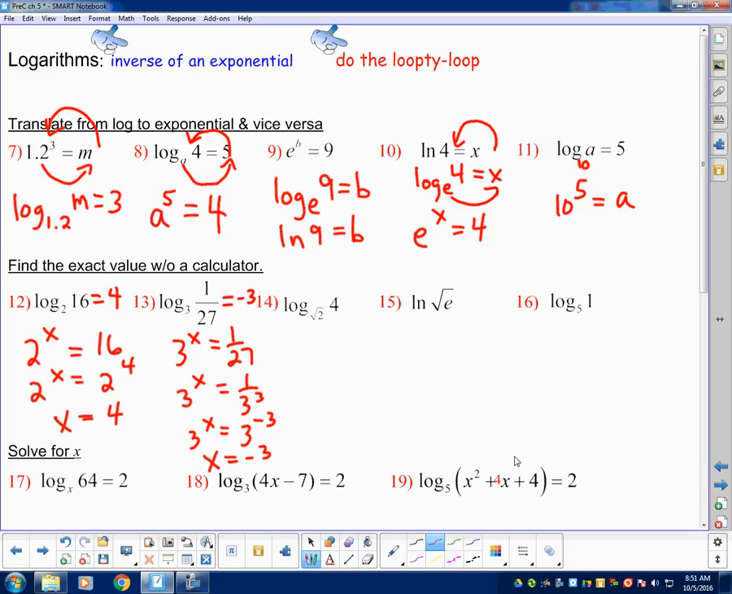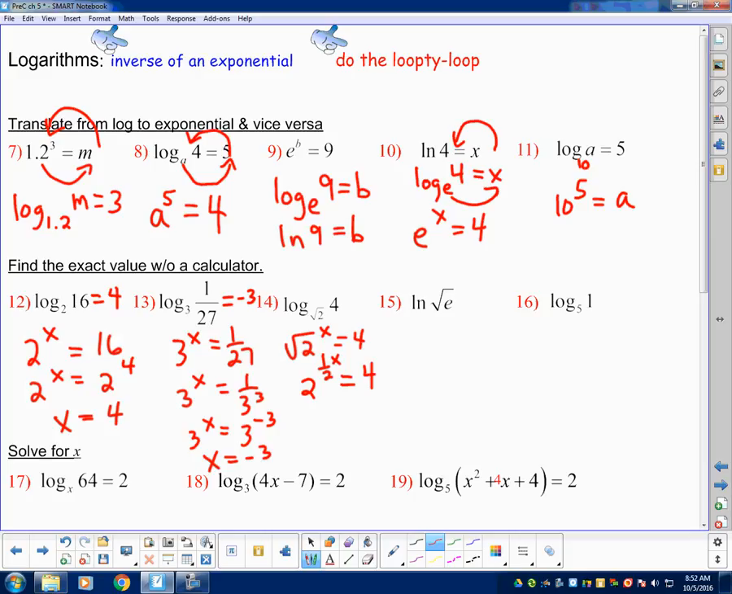Right here, we would have square root of 2 to the x equals 4. We didn't see one like this in the previous section. But square root of 2 can be rewritten as 2 to what power? It's the 1/2 power. Square root of 2 is the same as 2 to the 1/2. Cube root of 2 would be 2 to the 1/3. And so those roots can be written as rational powers.